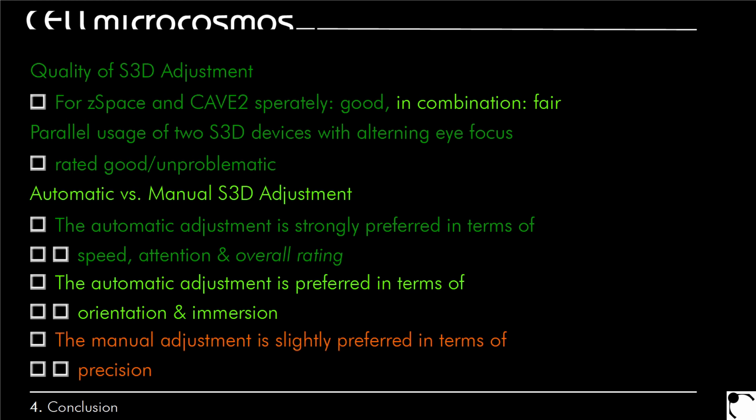But of course, as I said, we did a lot of experiments over a longer time. So this was very demanding. You always had to switch between manual and automatic movement. If you optimize it only for one presentation, then it should be very nice. Yeah, so we just discussed about this, especially in terms of overall rating, attention, and speed. We had good results. Orientation and immersion was still okay. But here you see in terms of precision, of course, still the manual one is a little bit better.